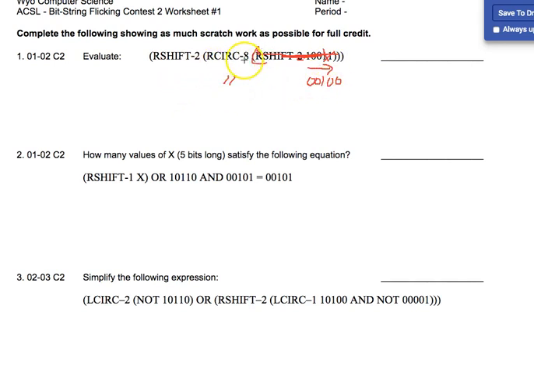Next, R circ 8. What? 8, but it's only a length of 5. Well, what's 8 modulus 5? 3. So that's really R circ 3. It's really R circ 3. Now you could do the 8 if you have extra time to walk around in circles. But let's just write circ 3, because the length of that bit string was 5.